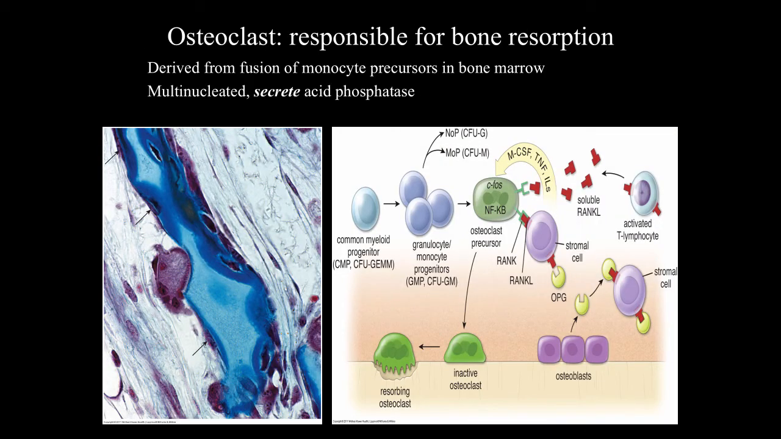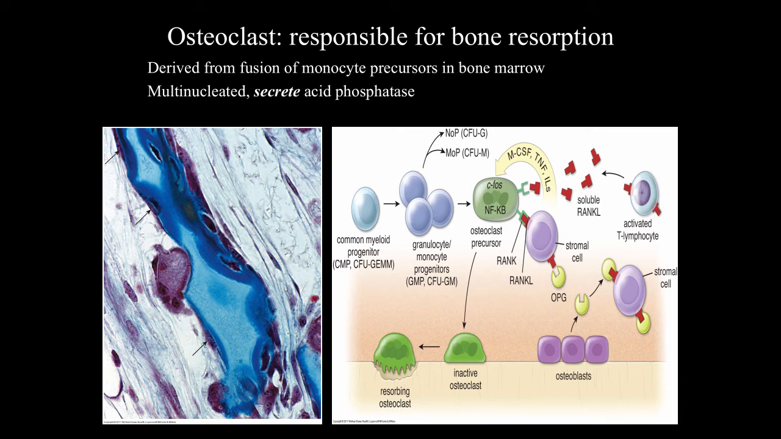Now, as we said, the osteoclast is responsible for bone resorption. Osteoclasts are derived from fusion of monocyte precursors in the bone marrow, so they're multinucleated cells. You can see the osteoclast here as a multinucleated cell tucked into this bone spicule. These cells secrete acid phosphatase.